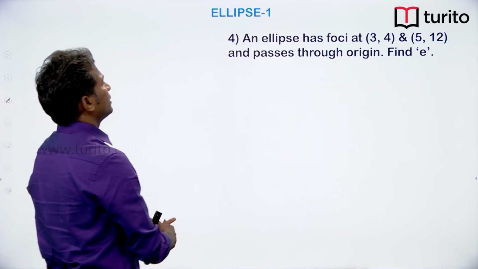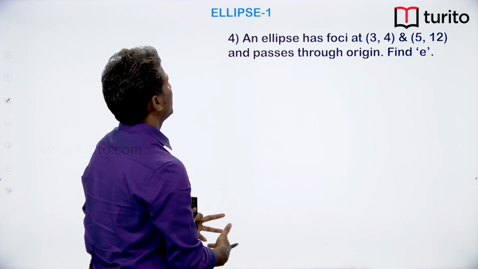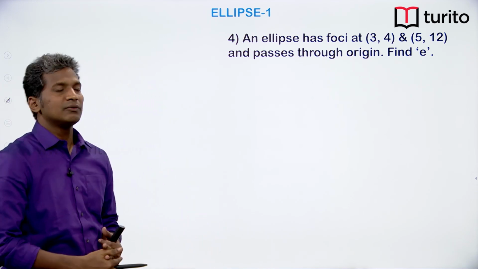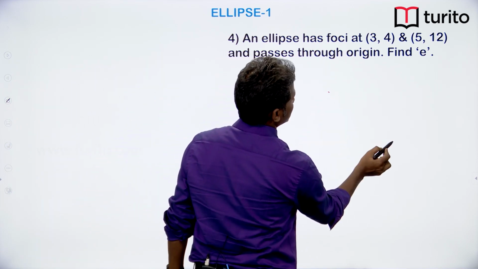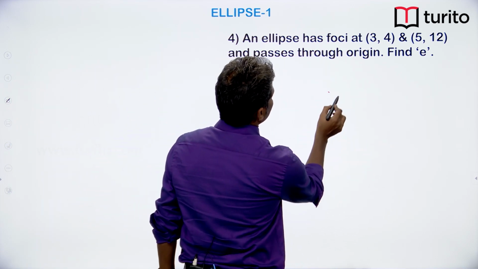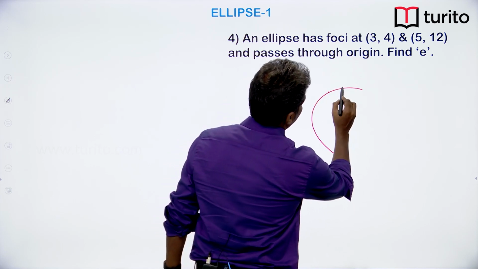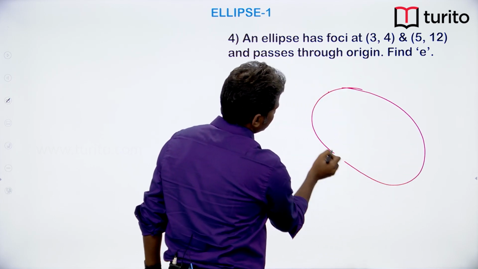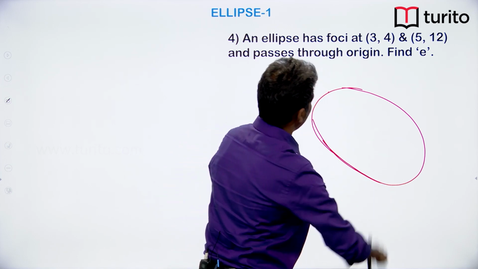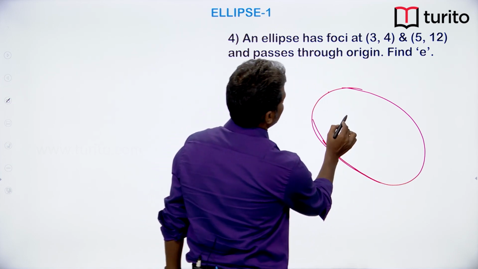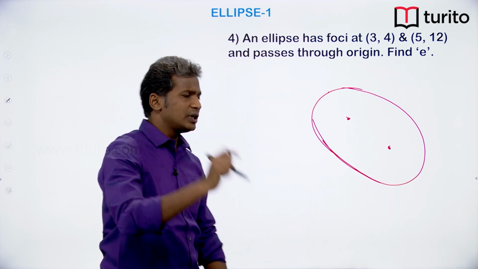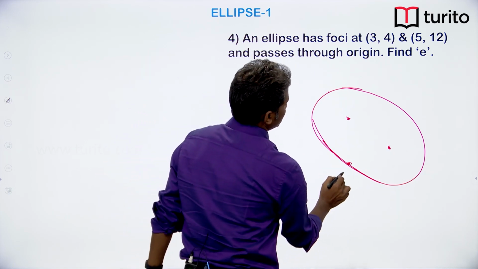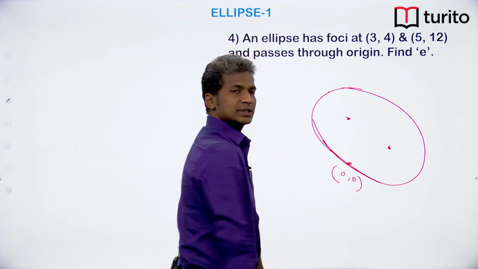An ellipse which has these two foci and passes through the origin, find E. So basically we have two random points. Okay. So these are the foci. So let me take one ellipse here. Let us say there is an ellipse like this, and there are two points here which are given as foci, and also it is given that the origin lies on the ellipse.